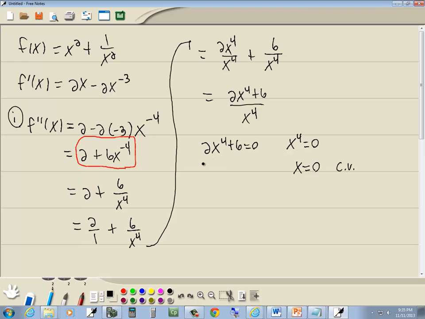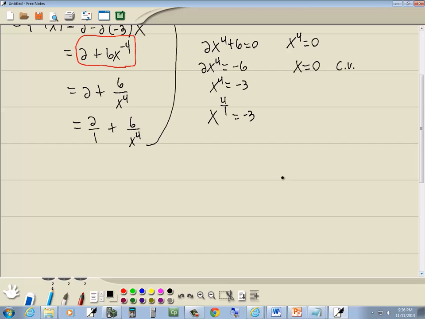This one, let's solve it. Take 6 over to the right side. So we've got 2x to the 4th is equal to negative 6. Divide both sides by 2. And we got x to the 4th is equal to negative 3. Now x to the 4th, that's like 4 over 1. And we want to get x by itself, so we're going to raise both sides to a power equal to the reciprocal of this. 4 over 1, the reciprocal is 1/4.